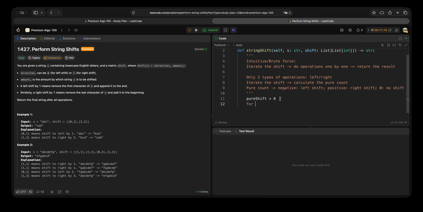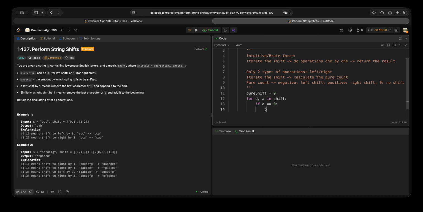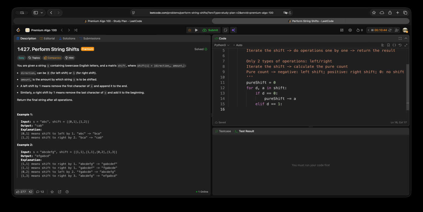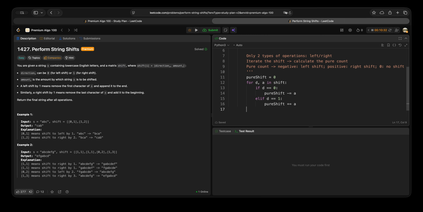So we want to iterate over the two elements inside, right? For D and A in shift, what are the conditions? If D is 0, which means a left shift, then pure shift minus A. Also, if D is 1, which means a right shift, then pure shift plus A, doing additions here. So now we have pure shift.